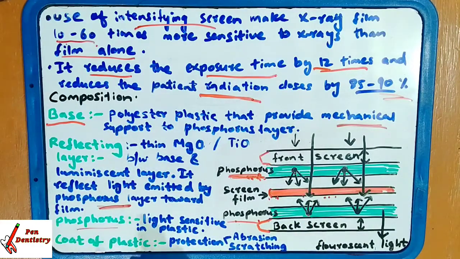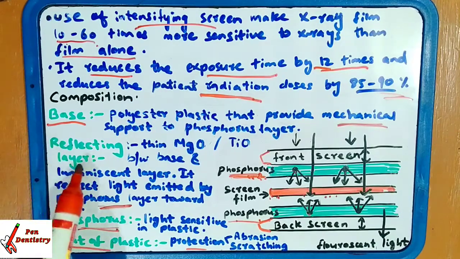The phosphorus layer contains a light-sensitive material in plastic. This is the phosphorus layer. What does it contain? Phosphorus crystals. Next is the coat of plastic. The coat of plastic is a protection against what? Against abrasion as well as scratching. There are four layers: base, reflecting layer, phosphorus layer, and coat.